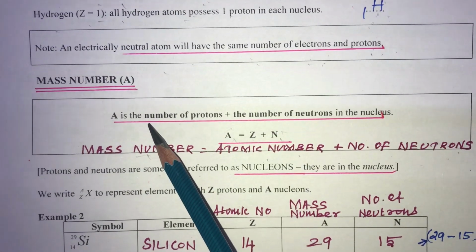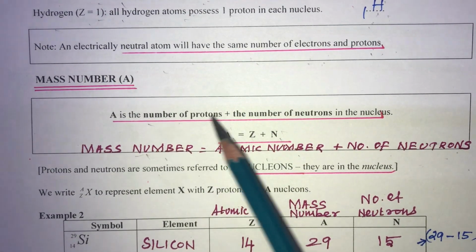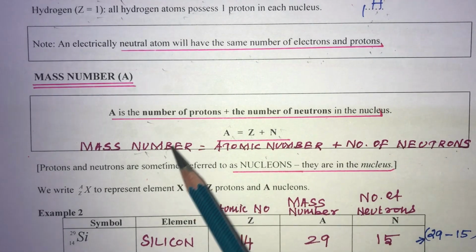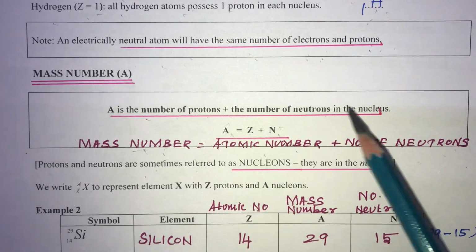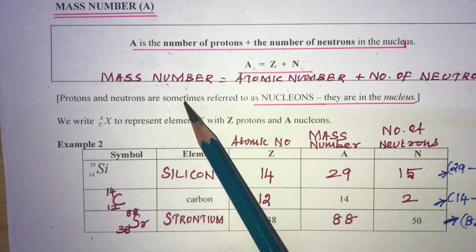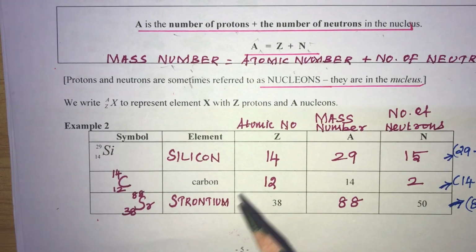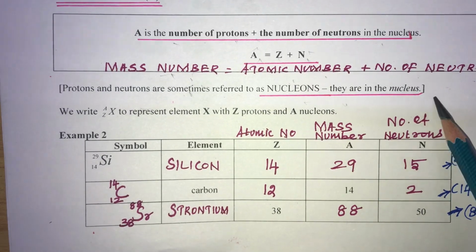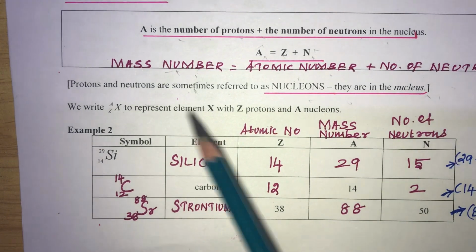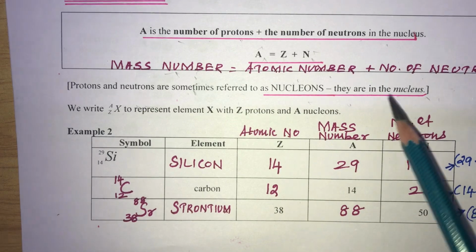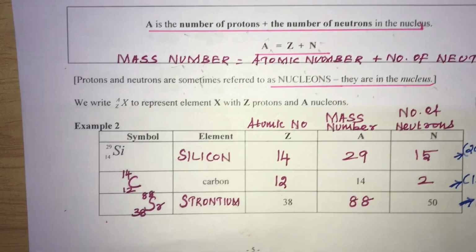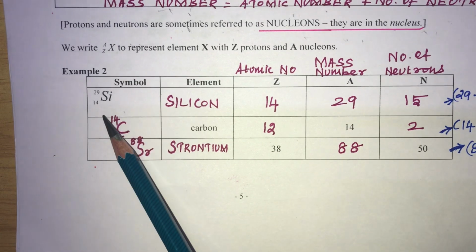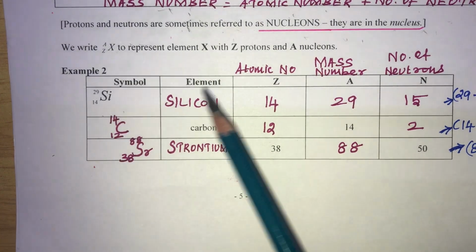So A is the number of protons plus the number of neutrons in the nucleus. That is, mass number is equal to the number of protons plus the number of neutrons in the nucleus. Protons and neutrons are sometimes referred to as nucleons as they are present in the nucleus. Here, the symbol is silicon, atomic number 14 and mass number 29.